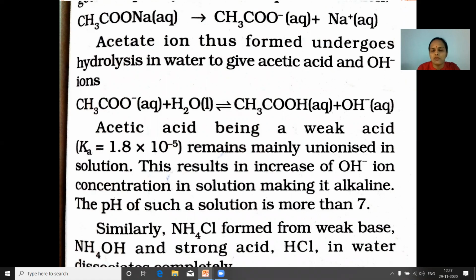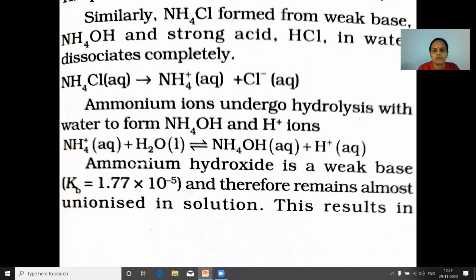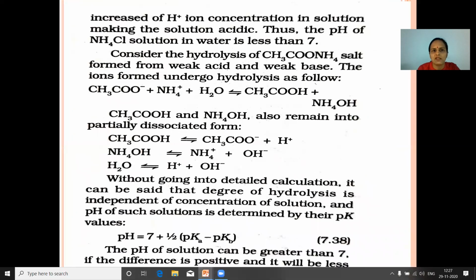Similarly, if you take ammonium chloride formed from weak base, ammonium hydroxide, and strong acid HCl, it dissociates completely and it results in an acidic solution. So the solution is made acidic, whose pH is less than 7. Now, if you consider the hydrolysis of CH3COONH4 salt that is formed from weak acid and weak base, in that case, the pH value is determined by their pK values.